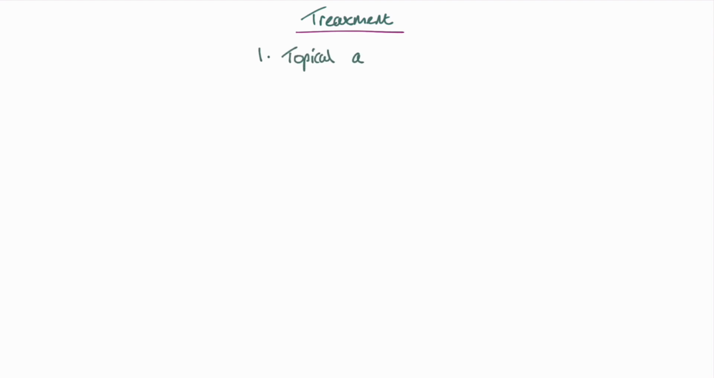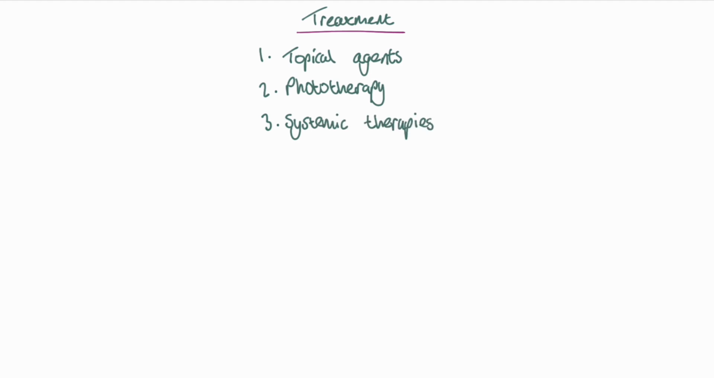Topical agents are typically offered first line for plaque psoriasis. Phototherapy and systemic therapies are generally used second or third line, but may be started earlier in those with severe disease or extensive disease, where topical agents are ineffective. There are a variety of topical therapies that can be used. The choice depends on the severity of the disease as well as patient factors and side effects of the agents.